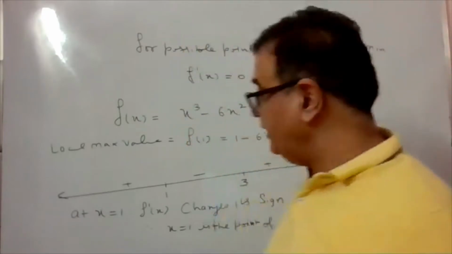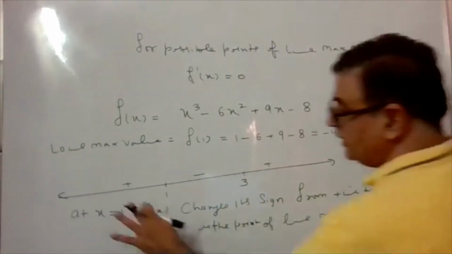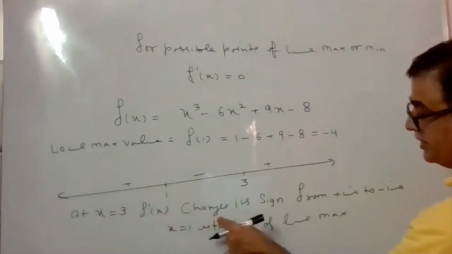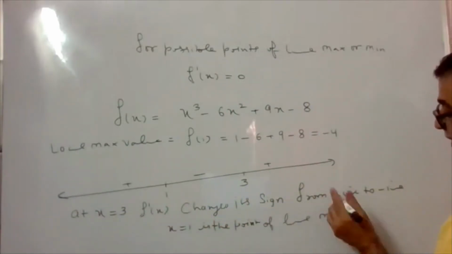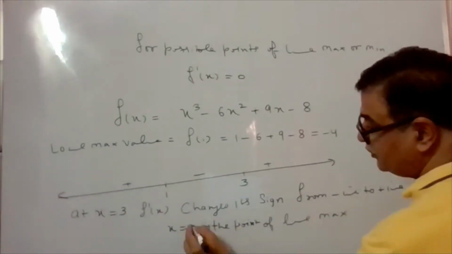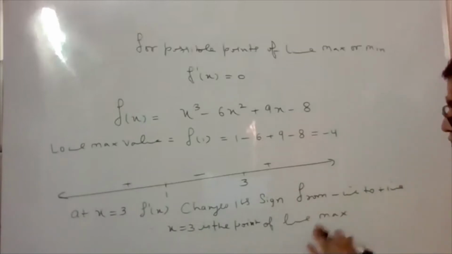Second thing, at x is equal to 3, f dash x changes its sign from negative to positive. At x is equal to 3, f dash x changes its sign from negative to positive. So we will say x is equal to 3 is the point of local minimum.